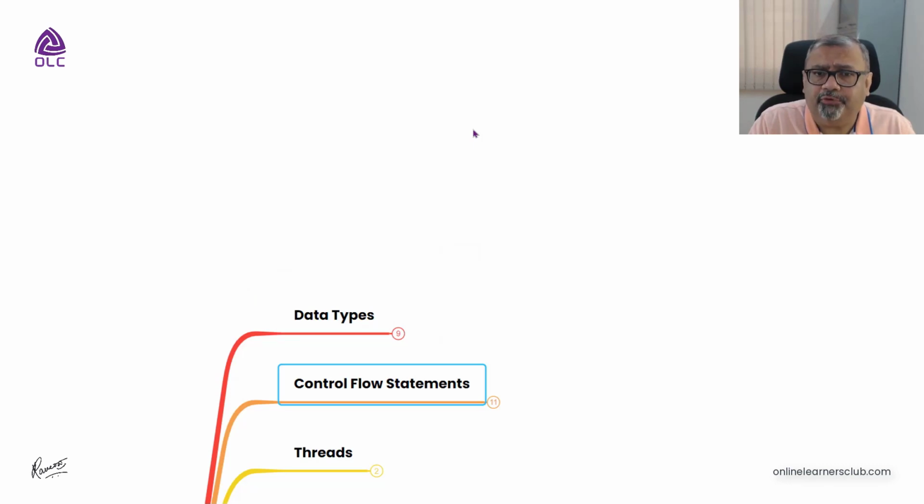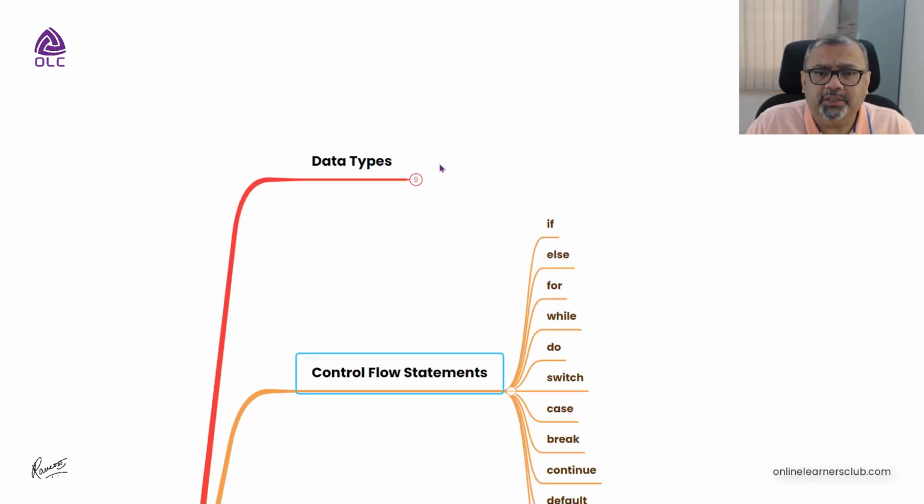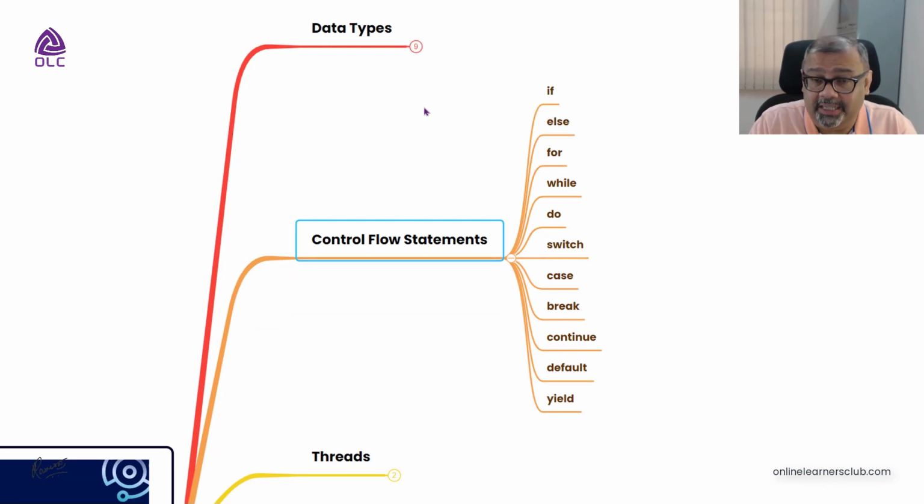Then we have certain keywords for control flow statements. We'll discuss different statements in the later chapters. So if, else, for loop, while, do while is another loop statement. We have switch, case, break, continue, default, yield. These are some of the keywords which we use in control flow statements. In the later chapters, we will discuss how to use them.